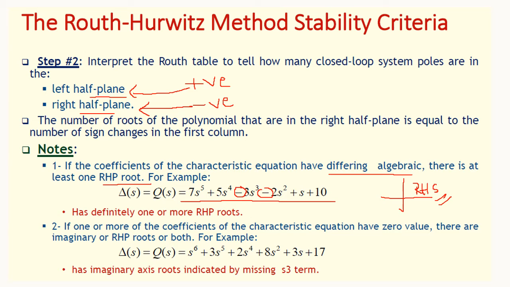If one or more of the coefficients of the characteristic equation have zero value, there are imaginary or RHP roots or both. That means it is s to the power of 6, 3s to the power of 5, 2s to the power of 4, but there is no s cube, which is left out. If you find such an equation, then it is directly known that there is a zero coefficient, or there are imaginary or RHP roots, or both in the system.